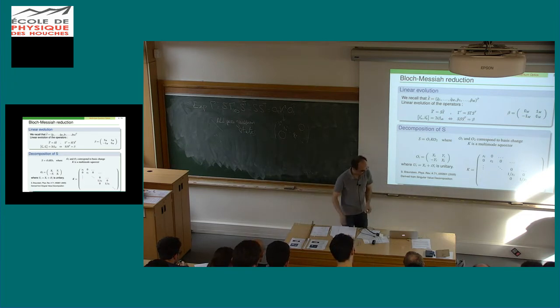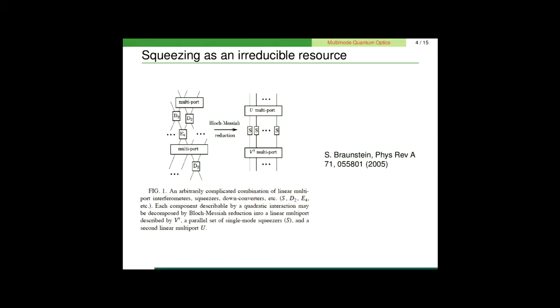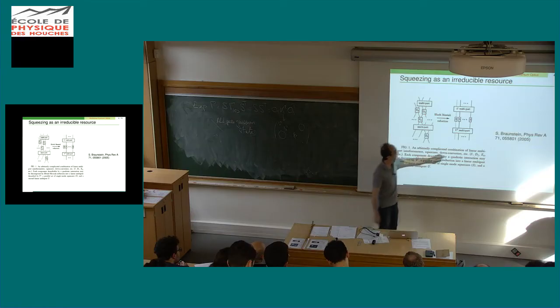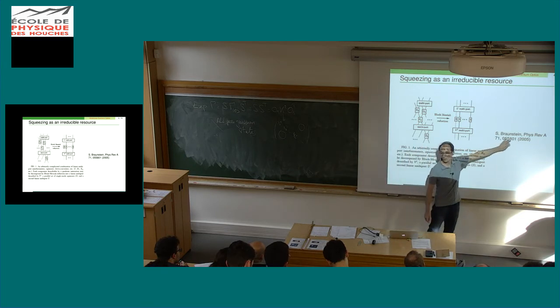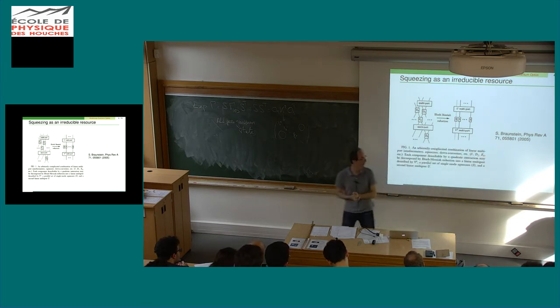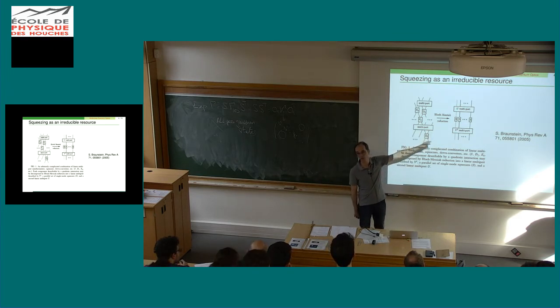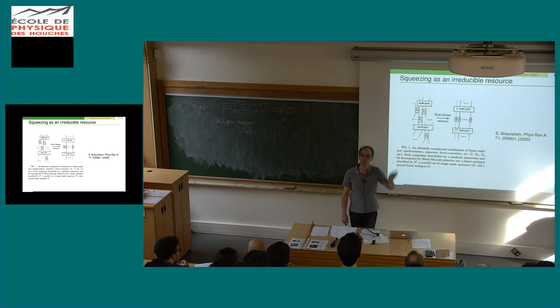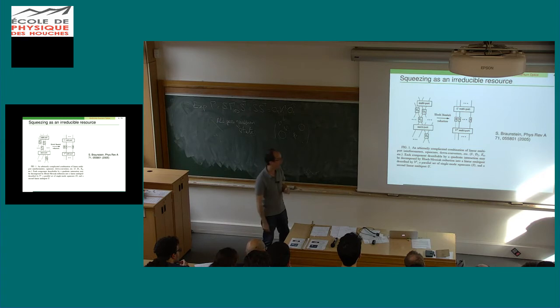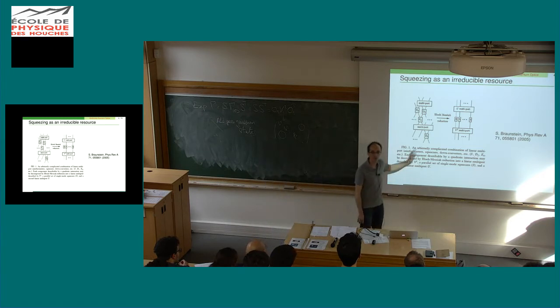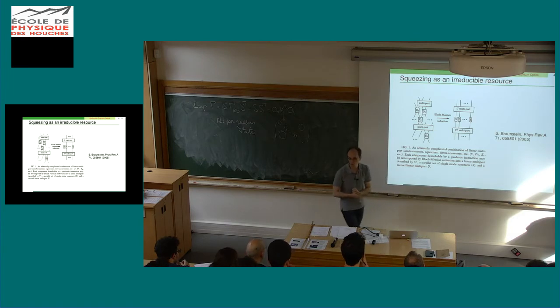So maybe I can just show the slide which is here. This is quite recent. This Bloch-Messiah decomposition comes from an article of Samuel Braunstein from 2005, which explains exactly that. And mathematically, this is based on singular value decomposition. If you don't know singular value decomposition, I really encourage you to look at it. The Wikipedia webpage is very well done, and it's a very, very useful tool.